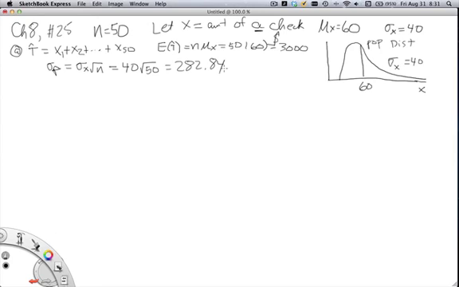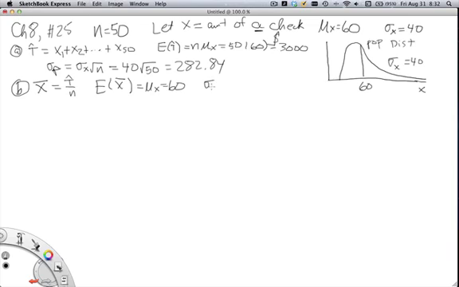Part B reads, find the mean and standard deviation for the average of all 50 checks. So in part B, we're going to have a new random variable x bar, and x bar is really just equal to t hat over n. So if we add up all the checks, divide by n, you get the average. Well, what's the mean of x bar? Well, the mean of x bar is equal to the mean of x, which is $60. So we'd expect an average of 60, just like we'd expect a total of 3,000.